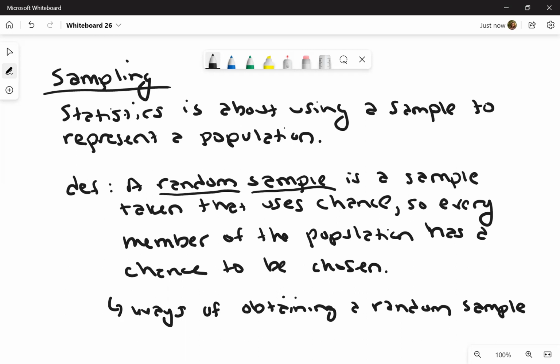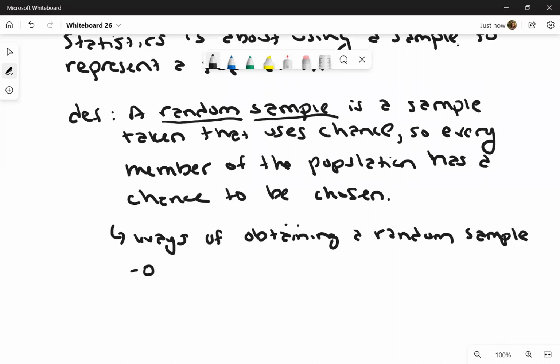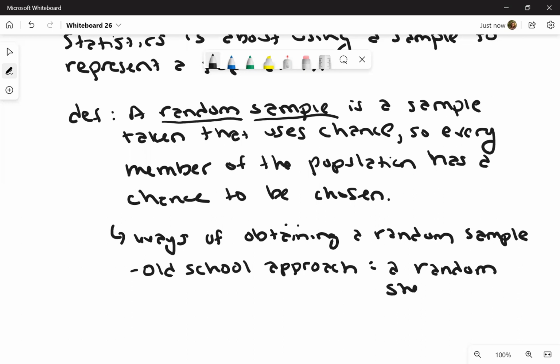So the old school approach, and sometimes they still like to do this, is where they use what's called a random number sheet. It's like this sheet of random numbers. You could literally Google it and you'll find just this sheet of numbers. They have a sample of it in our book on page 462.